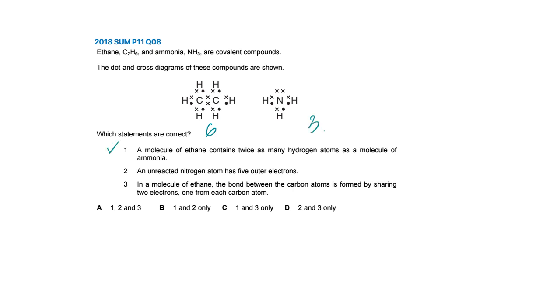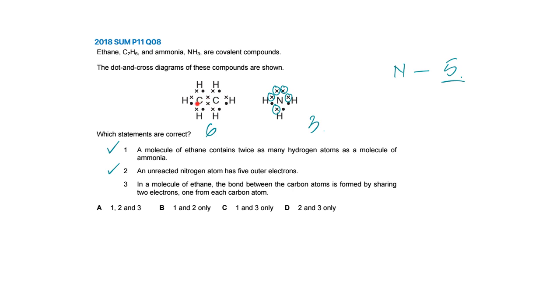So this looks correct. An unreacted nitrogen atom has 5 outer electrons. Yeah, nitrogen is in group 5. So, yep, 5 electrons. And over here we can see 1, 2, 3, 4, 5. That's correct as well. In a molecule of ethane, the bond between the carbon atoms is formed by sharing 2 electrons, 1 from each carbon atom. That is what a covalent bond is. It's a sharing of electrons between 2 atoms, 1 from each individual atom. That's true. Over here it might look a bit confusing, but that's essentially what a covalent bond is.